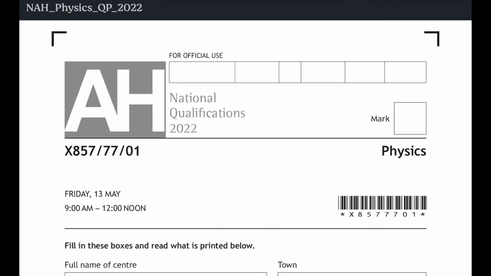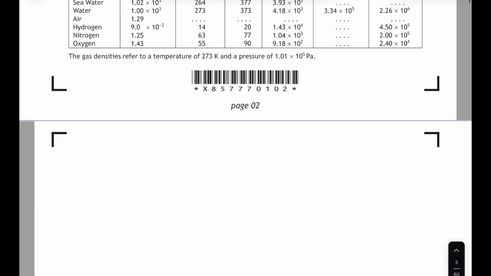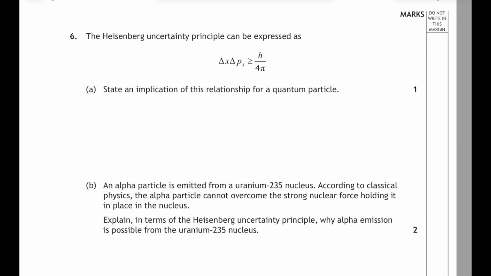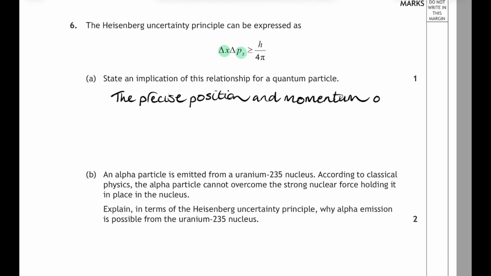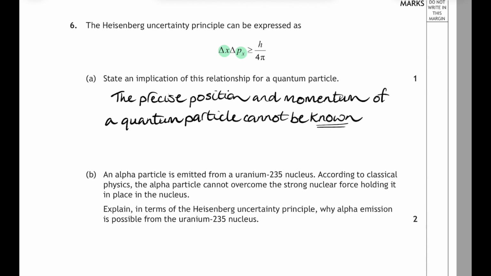Let's have a look at another one. This time it's the 2022 paper. Same key area, introduction to quantum mechanics, and we're going to have a look firstly at question 6. And again, it's the Heisenberg uncertainty principle. So there's the Heisenberg uncertainty principle relationship, or at least that's the one that has position and momentum in it. And we have to state an implication of this relationship for a quantum particle. Well, straight from the specification document then, this relationship implies that the precise position and momentum of a quantum particle cannot be known simultaneously.